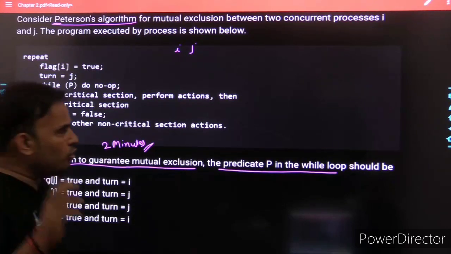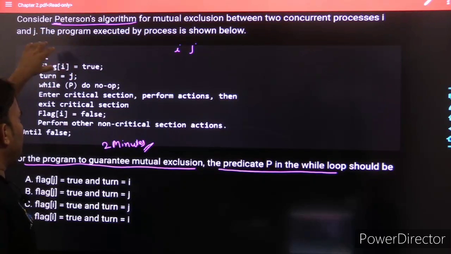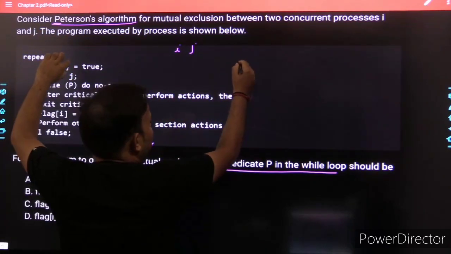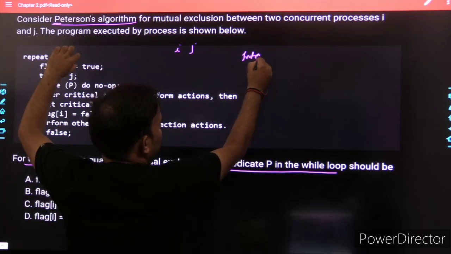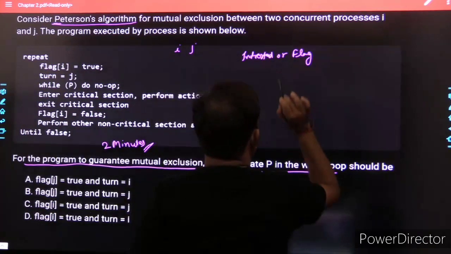So now I am going to solve this question. Listen to me carefully, my dear friends. Here in the Peterson solution, they are using flag. Flag means interested. Interested or flag, whatever you want, you can use in the Peterson solution.